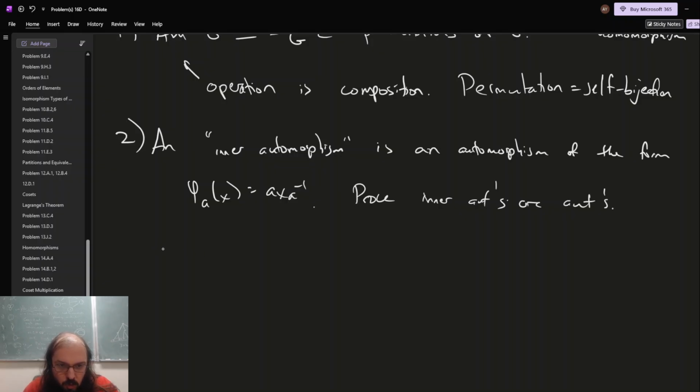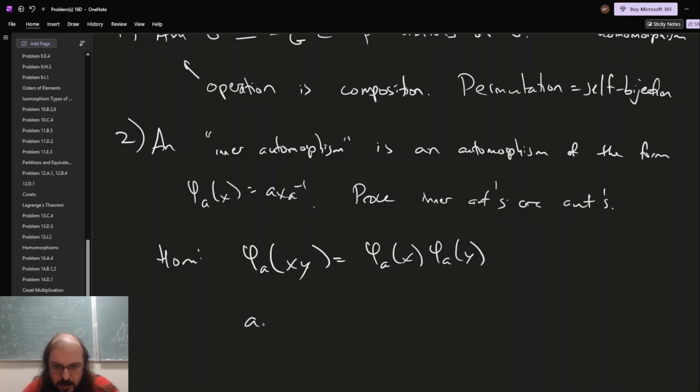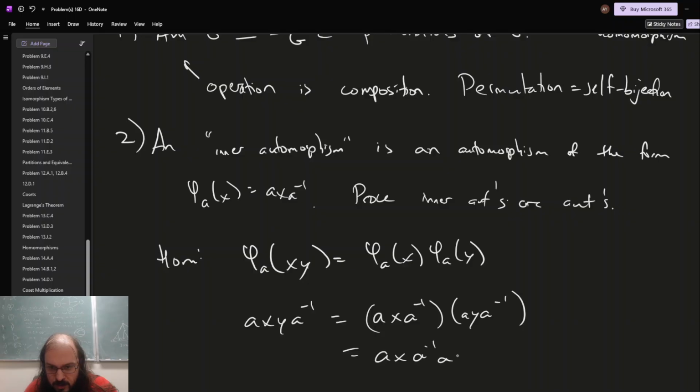Okay, so first let's do homomorphism. I have to prove phi_A of xy equals phi_A of x times phi_A of y. This guy is A x y A inverse, and this is A x A inverse A y A inverse. And would you look at that? These guys cancel, and it's a homomorphism.